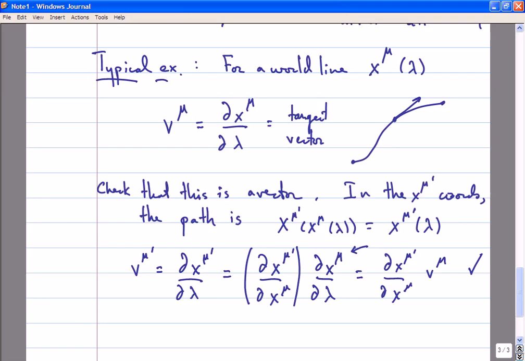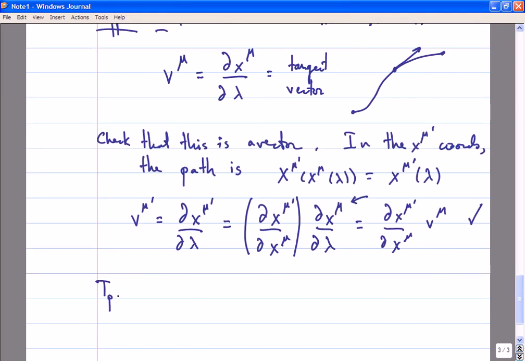So this example gives us a way of constructing a vector that's attached to each point on a line. It's just the tangent vector to the line at any given point. And indeed, if I wanted to give a precise definition of the tangent space, if this were a math class, this in fact is the definition I would have started with. I would define the tangent space to be the set of all tangent vectors of paths that pass through a given point P.